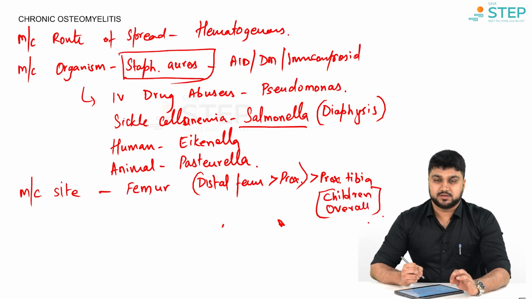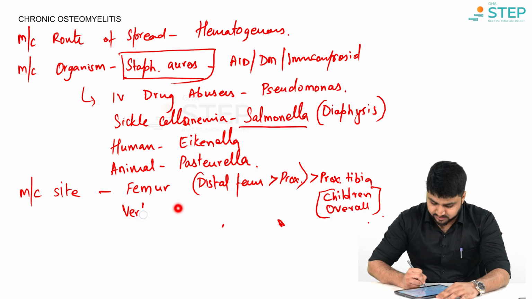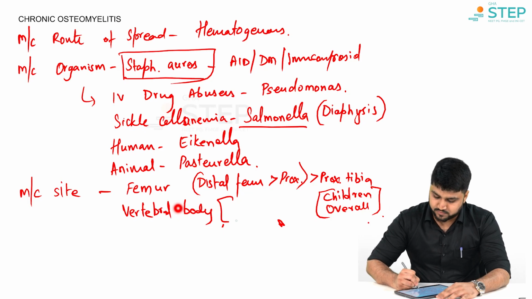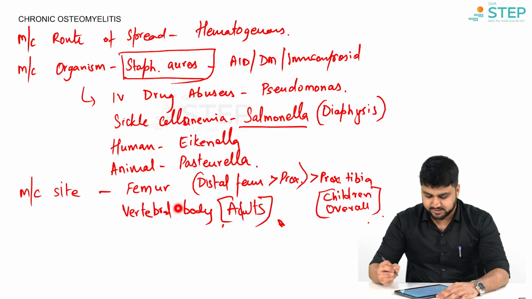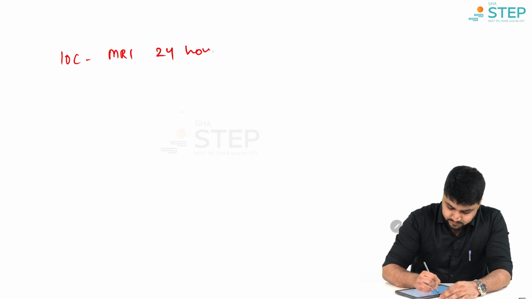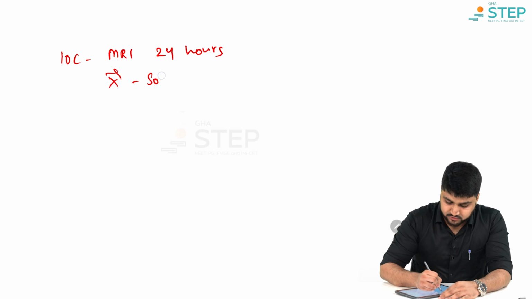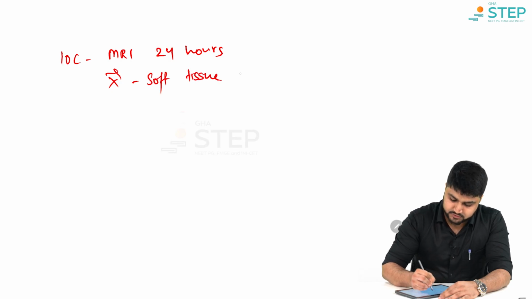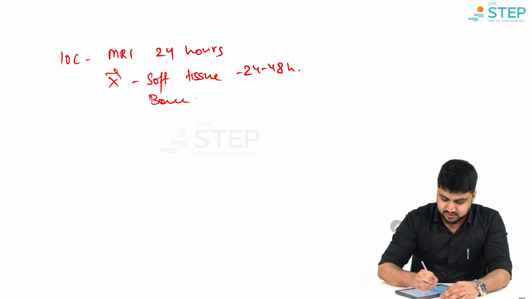However, if you are considering only adults, then the vertebral body is the most common site of osteomyelitis in adults. Okay. The next thing will be your investigations. So, the investigation of choice will be MRI in the first 24 hours. X-ray wise, you can see soft tissue changes usually within 24 to 48 hours, and bony changes are first seen only after 7 to 10 days of the infection.